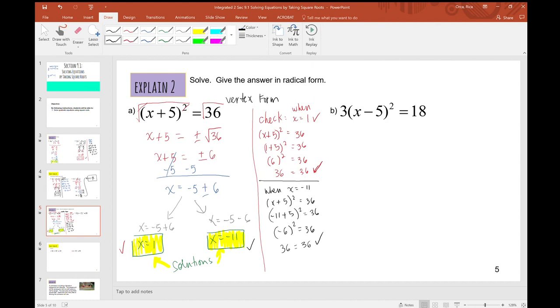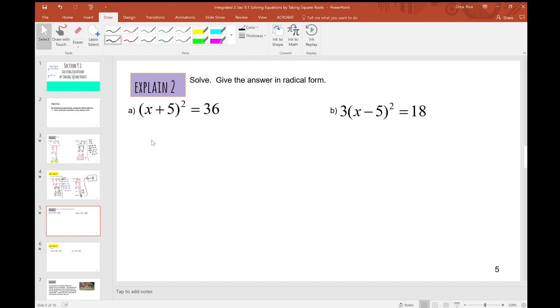Let's move on to problem B. So I'm just going to fast forward the clip. This is starting to look messy, so I'm just going to clear the screen. Now that I've cleared the screen, let's go ahead and solve this problem.